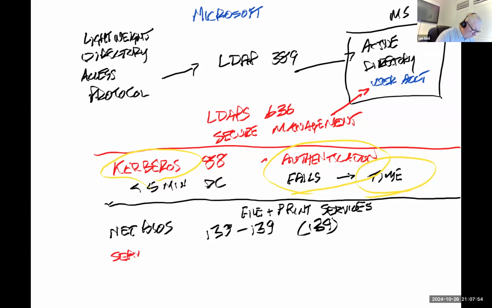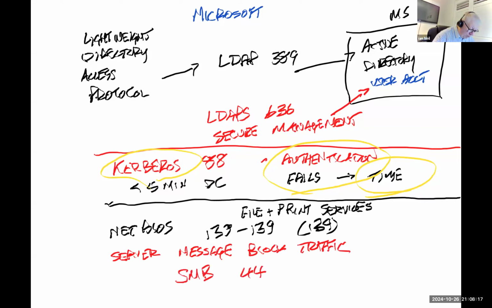But here's the man of the moment. Server Message Block traffic. And this is the more modern one. And he is known as SMB, and he's using port 445, two more than that. But remember, these are internal only. You would not open a firewall for anything with these two.